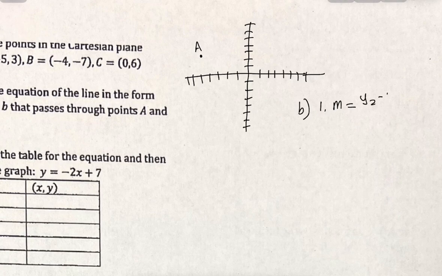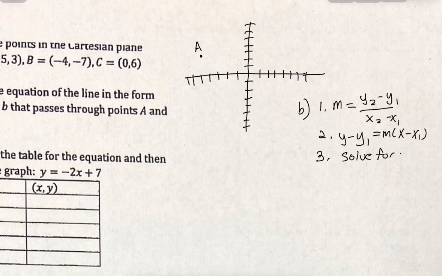So you're going to do y2 minus y1 over x2 minus x1. So hopefully you know how to do that. And you're going to have it drawn so you can really use that as a guide as well. The second thing you're going to do is use the point slope formula, the equation of a line. So that's y minus y1 equals m times x minus x1. And then the third thing you're going to do is solve for y.